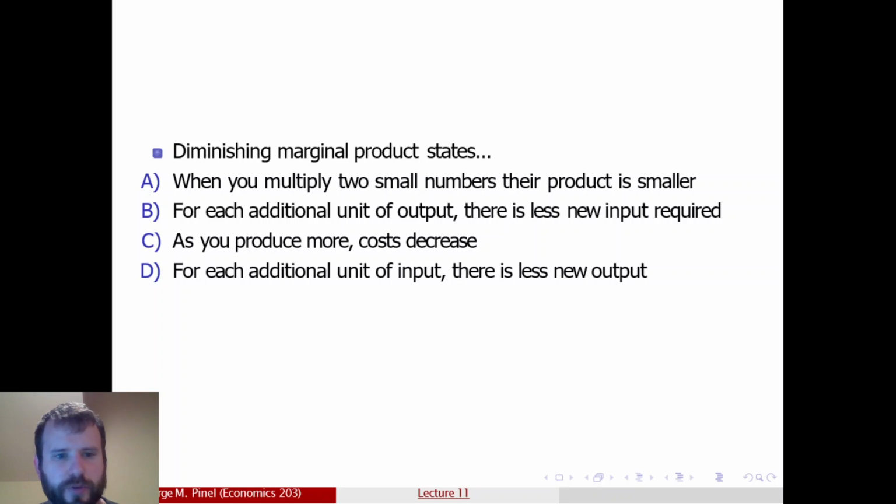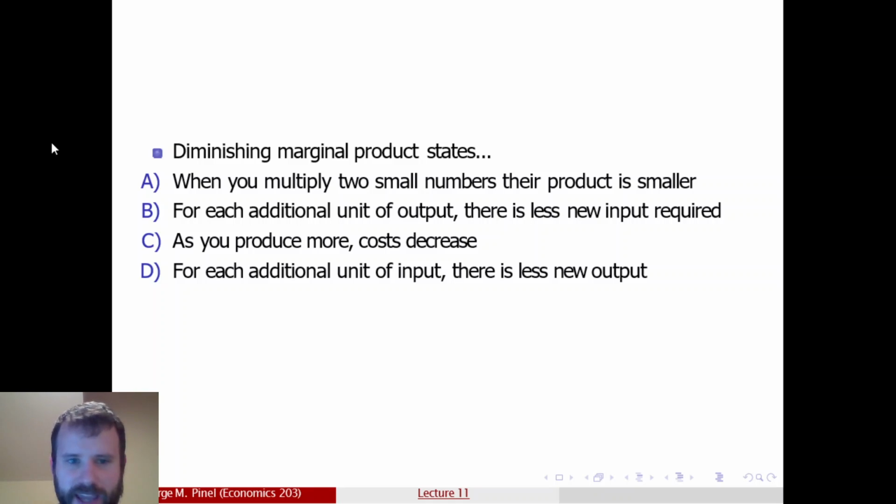All right, so let's do the review questions. So diminishing marginal product states, is it A, when you multiply two small numbers, their product is smaller? That sounds right, guys. B, for each additional unit of output, there's less new input required. C, as you produce more, costs decrease. Or D, for each additional unit of input, there's less new output.